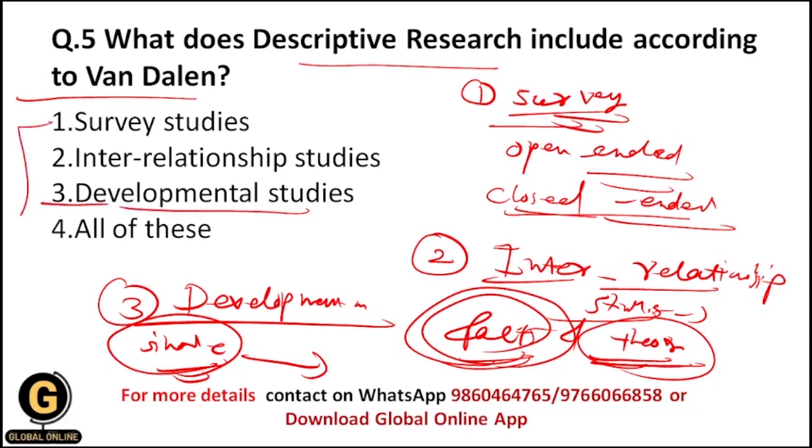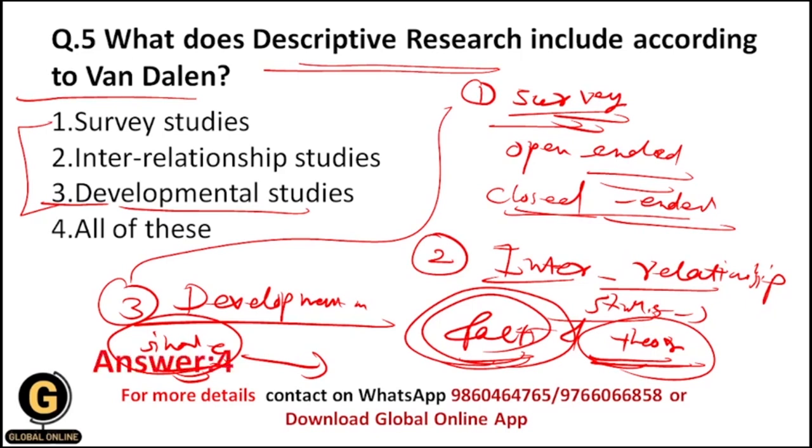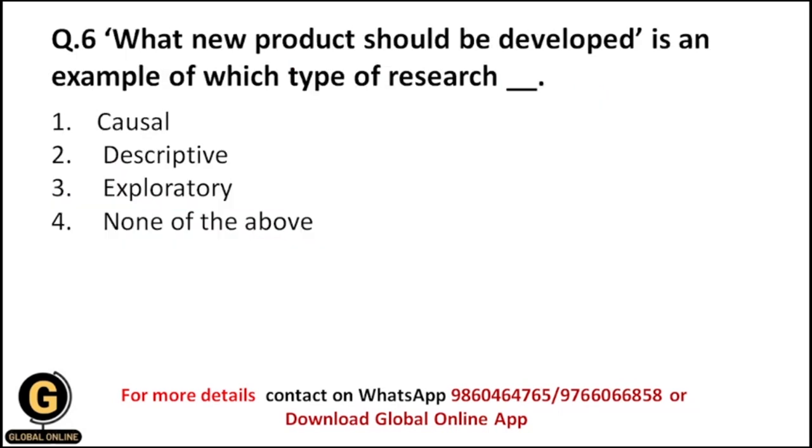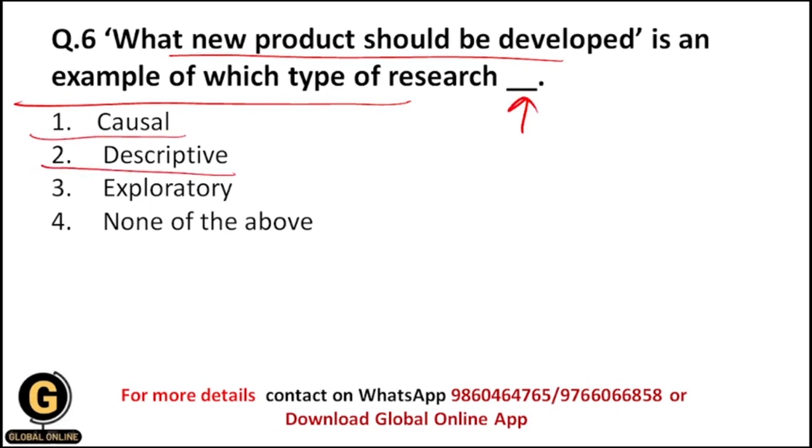So these are the studies which are included in the descriptive research, because these are the studies in which we are going to describe the characteristics of the things, okay, and that's why the correct answer over here is all of these, okay. Now next is, what new product should be developed is an example of which type of research, okay, dash. Whether it is causal, whether it is descriptive, whether it is exploratory, whether it is none of the above. So students, if I want to get the answer for the question what new product should be developed, then in that situation which kind of research type do I need to follow.